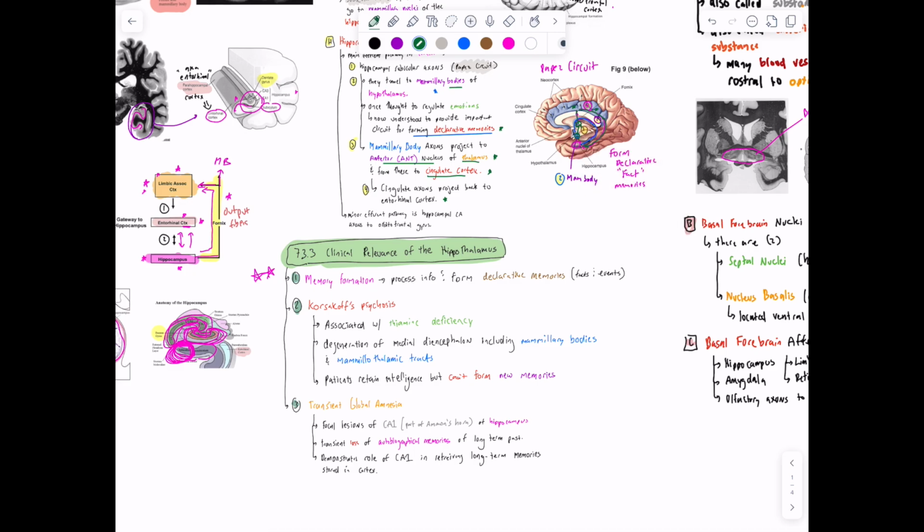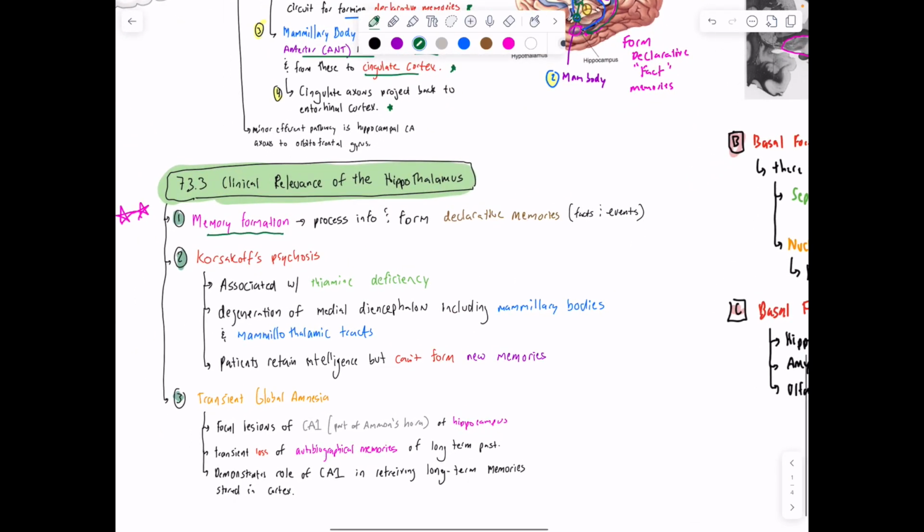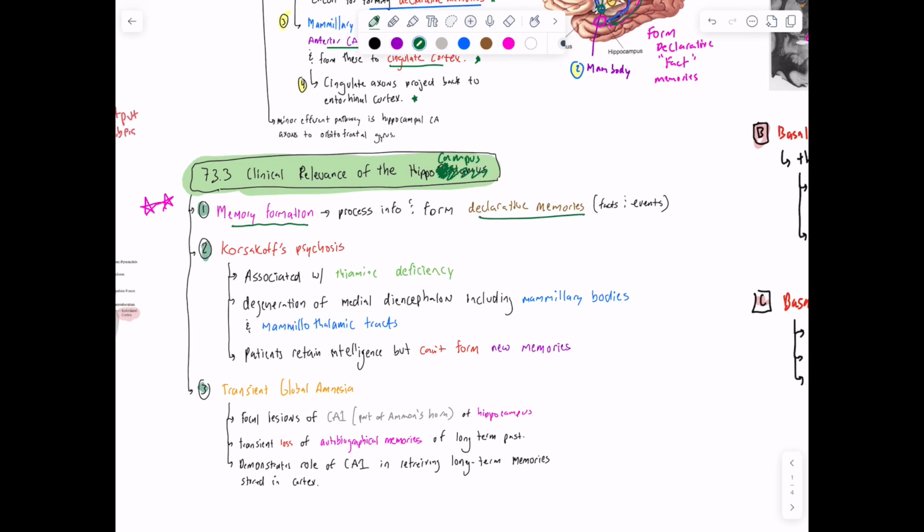All right, and then finally, what's the clinical relevance of the hippocampus? Sorry, I said hypothalamus, this is a typo. This is hippocampus. My goodness. This is all about memory formation. So we talked about forming declarative memories.